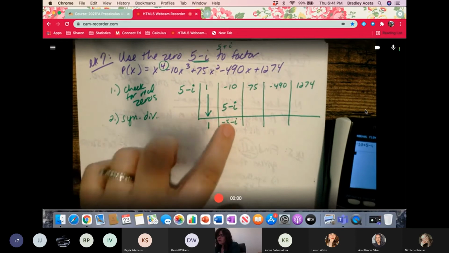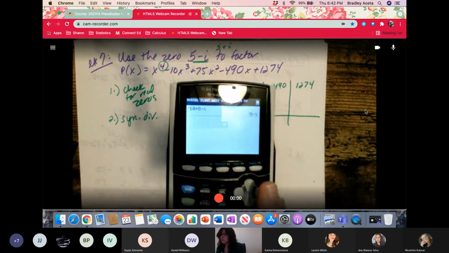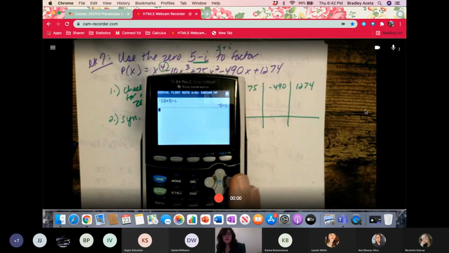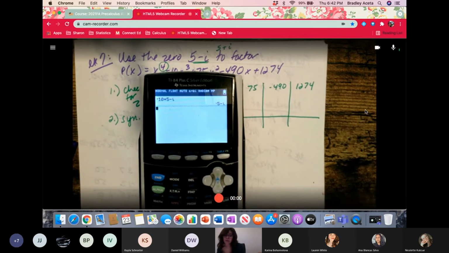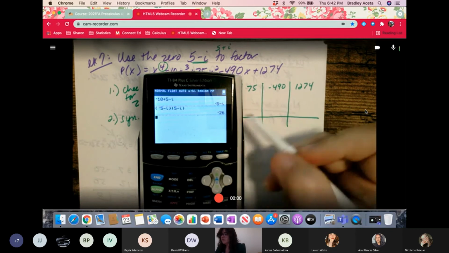Well, now, again, what do you do from this point? You have to multiply these two. So I can do that in my calculator too. I can do it out by hand, but might as well use my calculator for that. So -5 minus I times 5 minus I. And it's -26. Look at that. You could FOIL it out, but I'm going to believe the calculator.